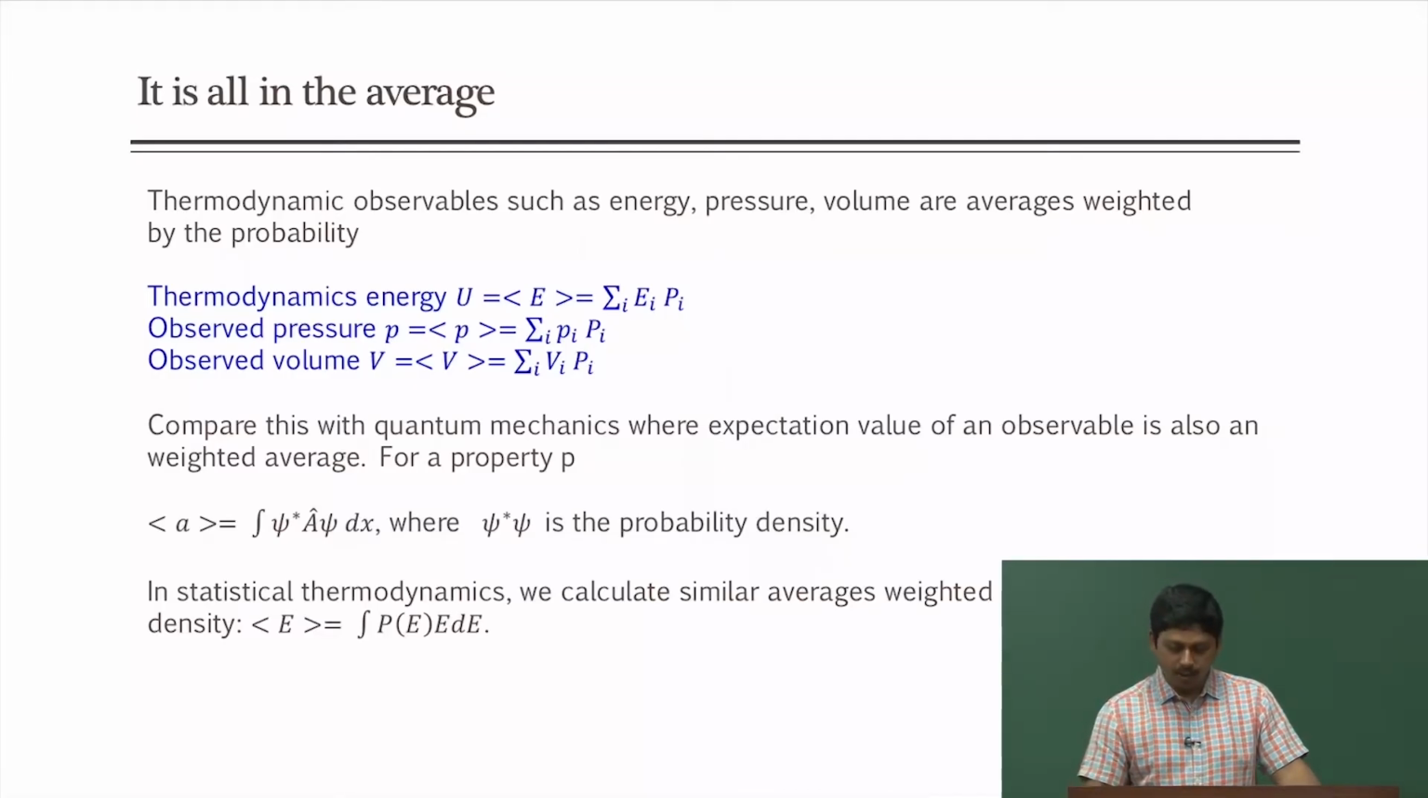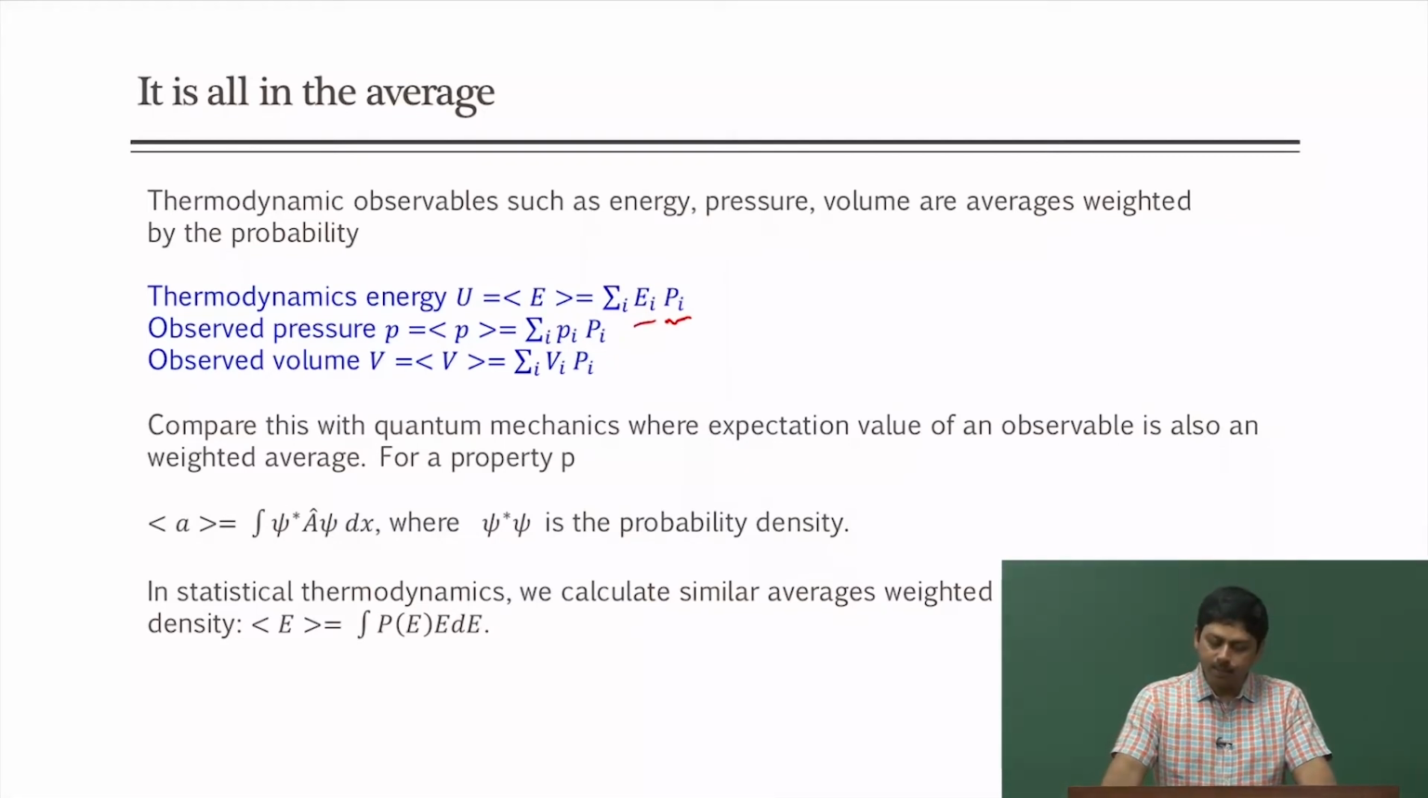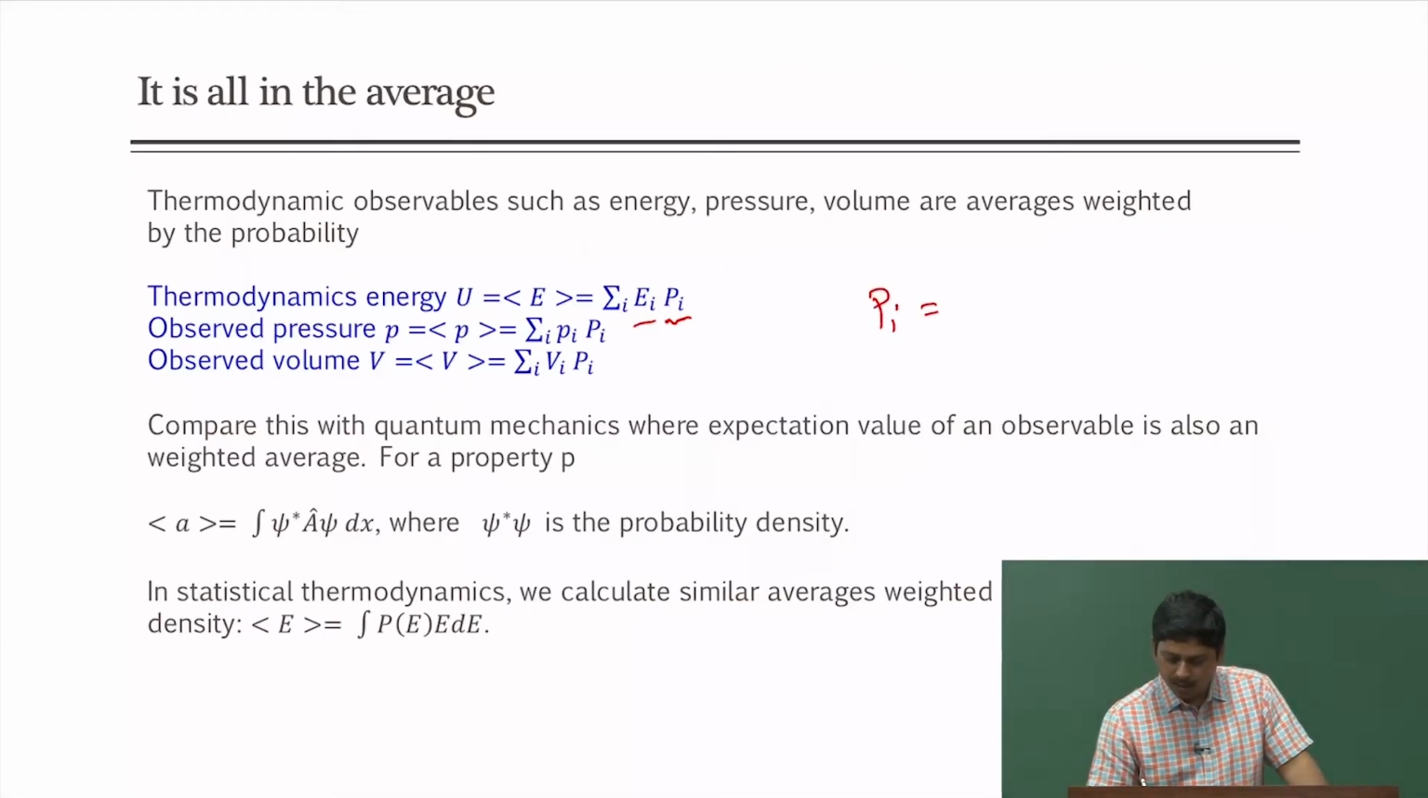in statistical thermodynamics we do weighted averaging in order to get the average property. For example, when I talk about the average energy, it is the sum of E_i P_i, where P_i is the weight and E_i is the energy. Now, you know that P_i is basically the Boltzmann distribution. For example, we know that P_i is e to the power minus beta E_i, or e to the power minus E_i by k_B T, where beta is 1 by k_B T.